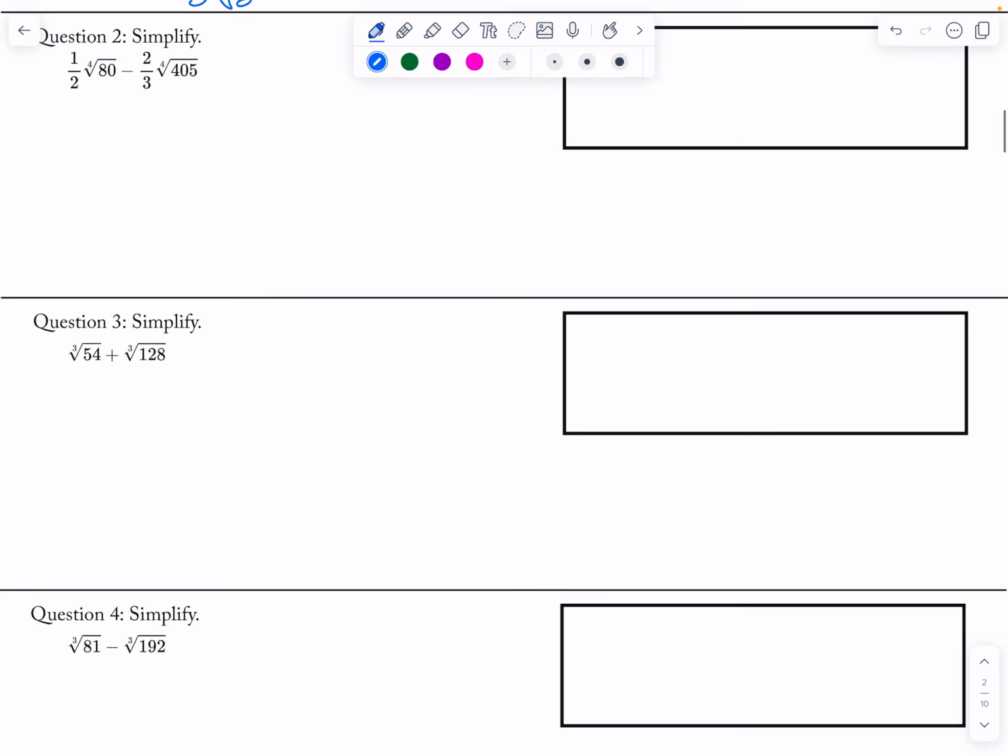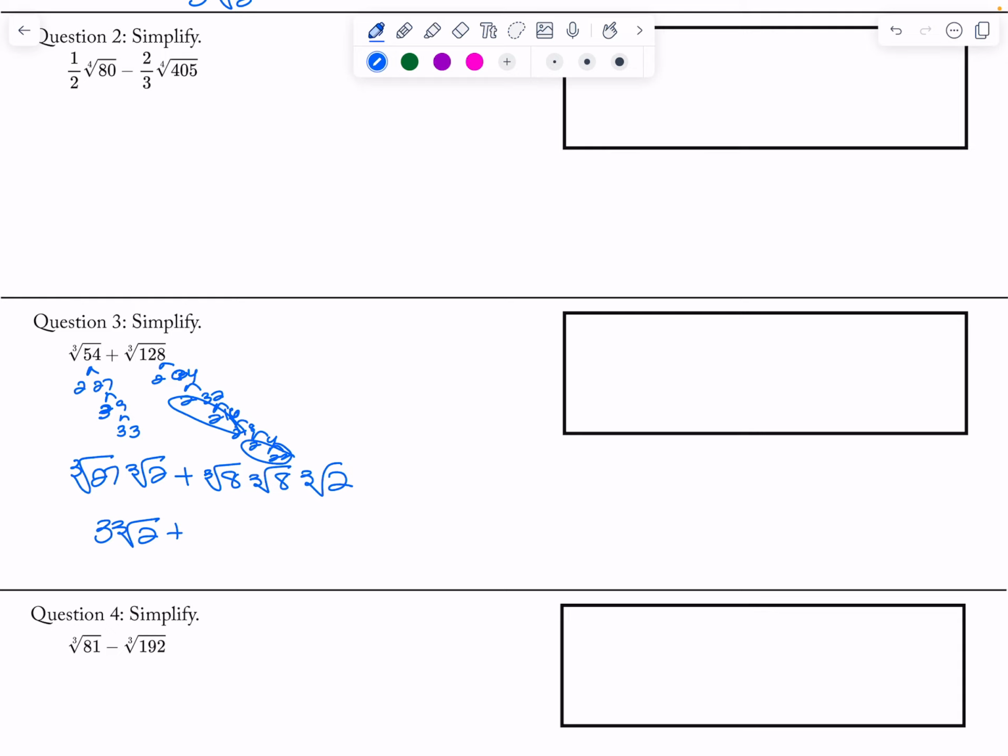Skipping 2, going to 3. So 54 is 2 and 27, 2 and 9. Sorry, 3 and 9, 3 and 3. So this is the cube root of 27 and the cube root of 2. 128 is 2 and 64, 2 and 32, 2 and 16, 2 and 8, 2 and 4, 2 and 2. So I have 1 of them, I have 2 of them. So I have plus the cube root of 8, cube root of 8, and the cube root of 2. So 3 cube root of 2 plus 4 cube root of 2 gives me 7 cube root of 2.